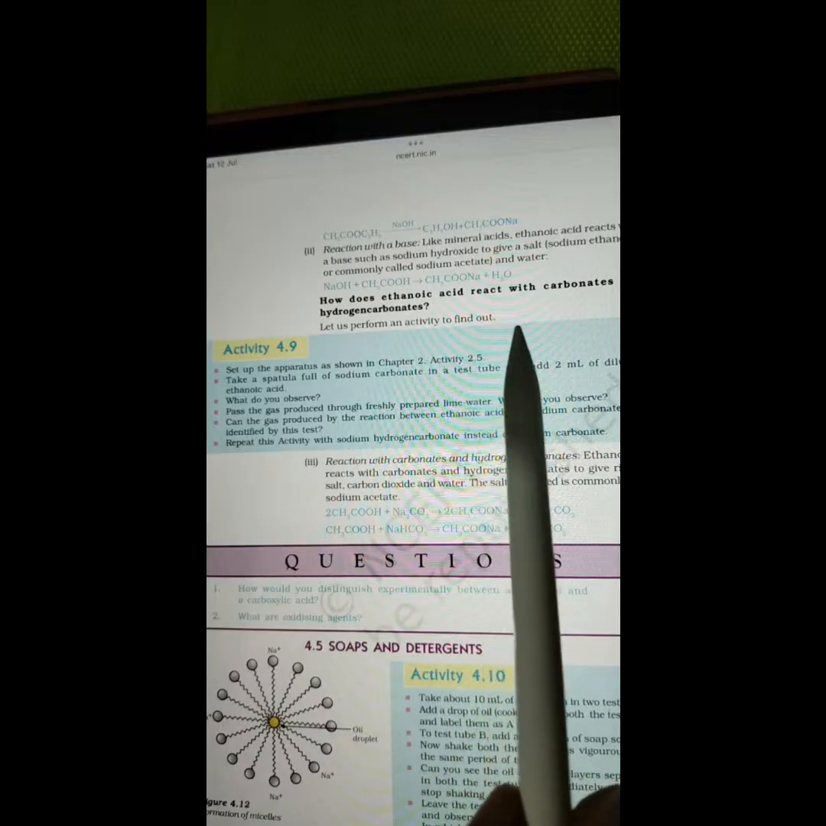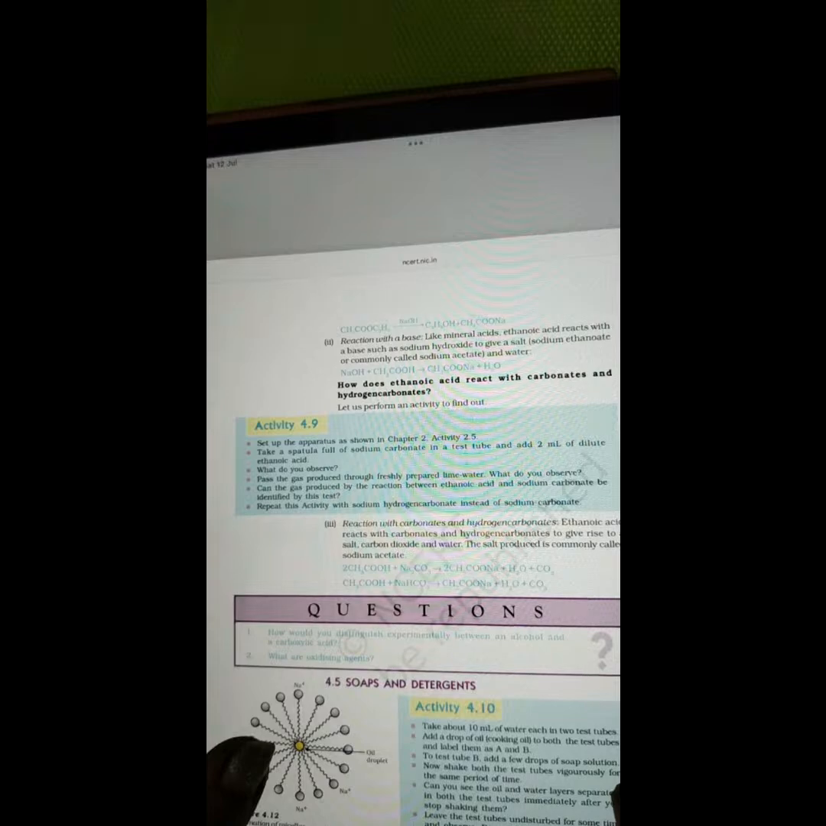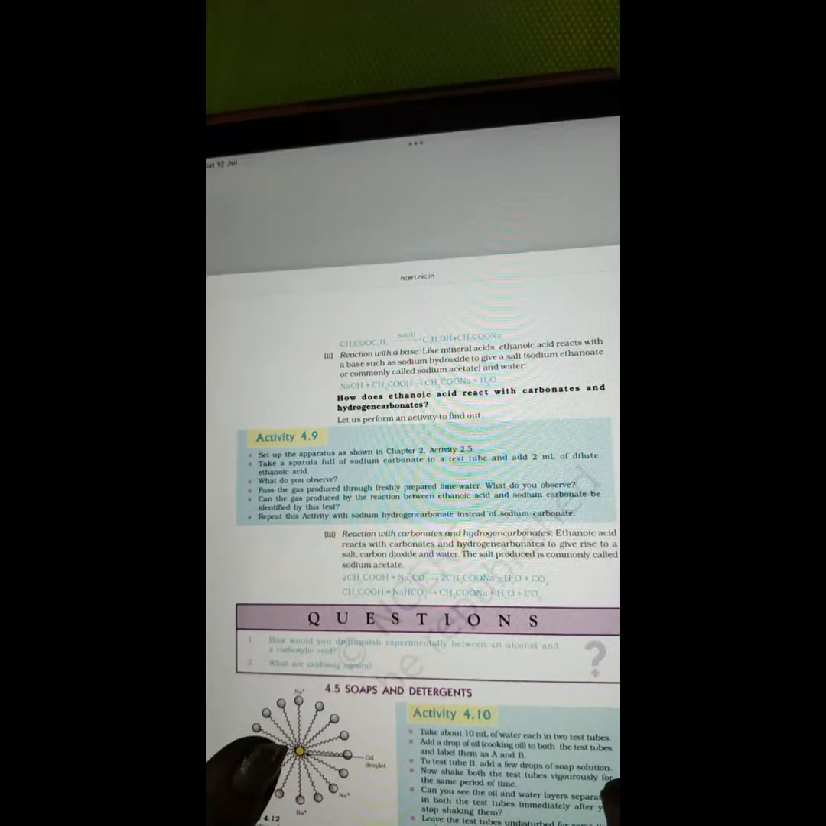How does ethanoic acid react with carbonates and hydrogen carbonates? Let us perform an activity to find out. Activity 4.9. Set up the apparatus as shown in Chapter 2, Activity 2.5. Take a spatula full of sodium carbonate in a test tube and add 2 ml of dilute ethanoic acid. What do you observe? Pass the gas produced through freshly prepared lime water. What do you observe? Can the gas produced by the reaction between ethanoic acid and sodium carbonate be identified by this test? Repeat this activity with sodium hydrogen carbonate instead of sodium carbonate.